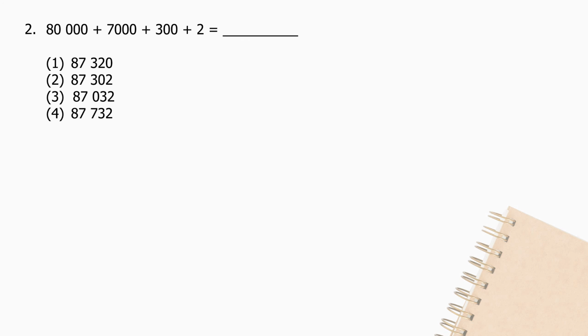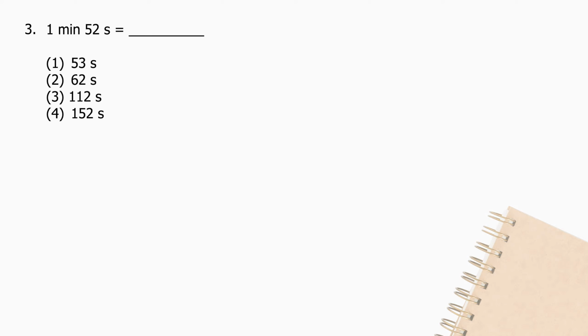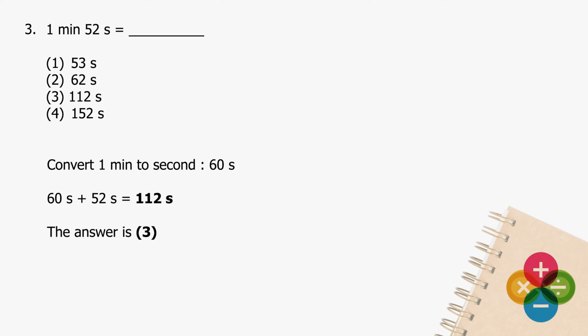Question 2. 80,000 plus 7,000 plus 300 plus 2 is equal to. The answer is 2. Question 3. 1 minute 52 seconds is equal to. Convert 1 minute into seconds. It will be 60 seconds. Add 60 seconds to 52 seconds. It will be 112 seconds. The answer is 3.